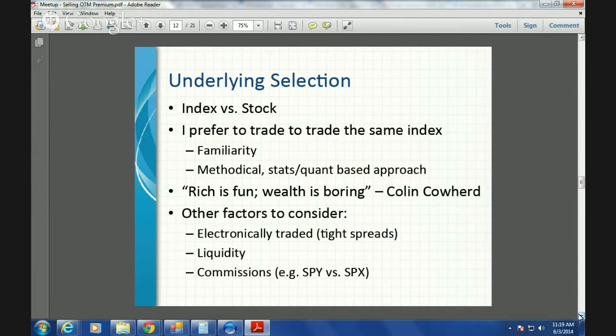Now let's talk about underlying selection. A lot of people like to trade hot stocks. They like to trade Apple options. It sounds fun. It sounds interesting. And if you tell people at a cocktail party that you're trading options on Apple, everybody's going to want to know what you're doing. Saying that you trade the same index over and over again, and it's an index that a lot of people haven't heard of unless you trade options, like the Russell, doesn't sound sexy and it doesn't sound fun, but it works.